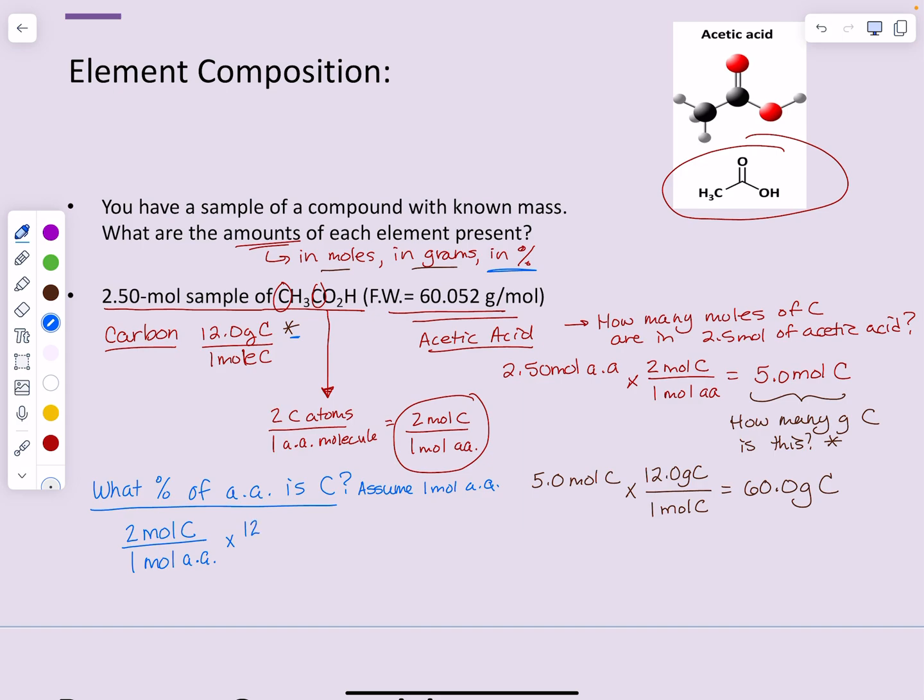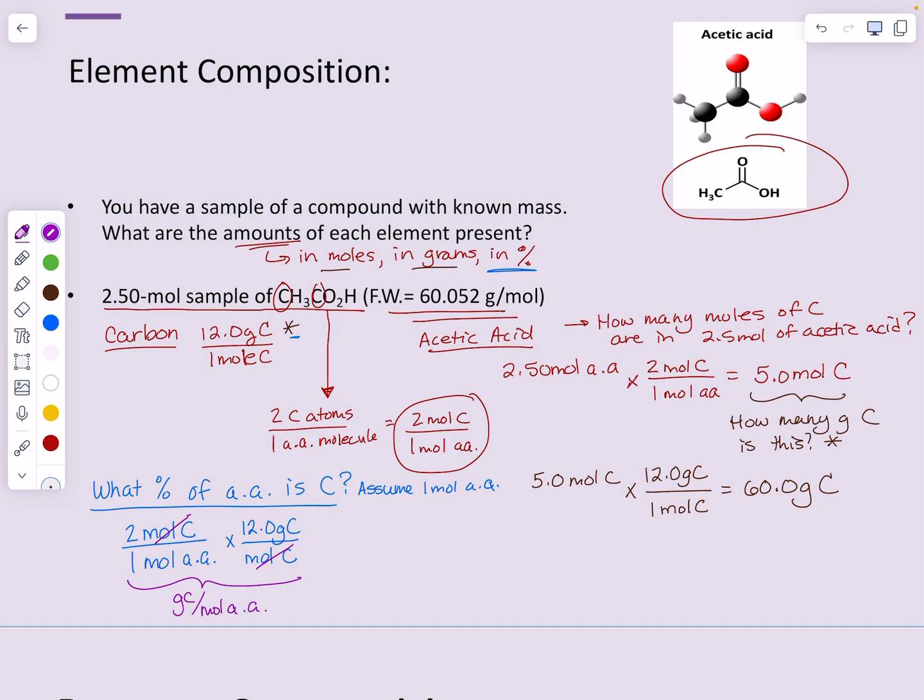And so we can figure out, hang on for a second. Do we have to do that step? Let me just think this through. Yes, we do. All right. So we get 12 grams of carbon per 1 mole of carbon. Okay. So my units here are going to cancel. Right? And this is going to tell me how many grams of carbon there are for 1 mole of acetic acid. Okay. So this is grams of carbon per mole of acetic acid.